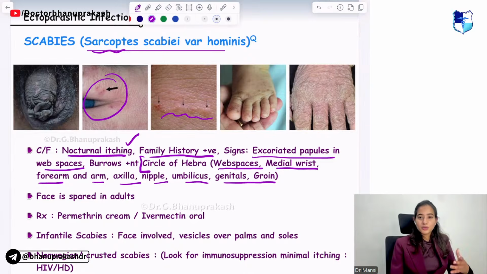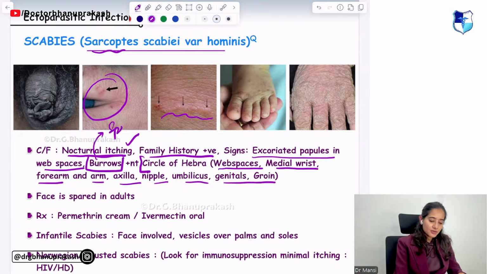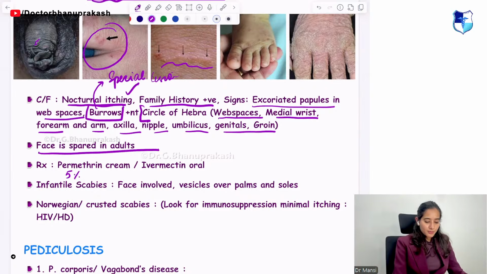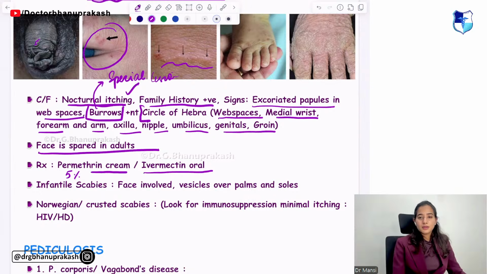So when the patient comes, you can examine him and the lesions will be present there. What lesions? The excoriated papules and the burrows. So burrows are very classical. These are called the special lesions of scabies. So you can see burrows here as well. So the face is spared in adults, but in neonates it's not spared. Why in adults? Because the sebaceous glands are active in adults, so the sebaceous secretions won't let the pathogen grow here. So what you can give them is 5% permethrin cream weekly, and oral ivermectin you can give to them.